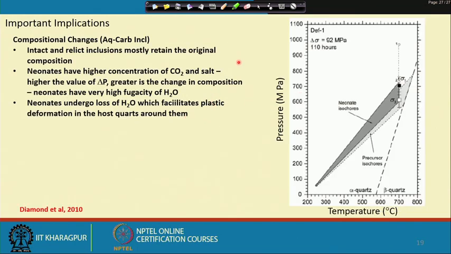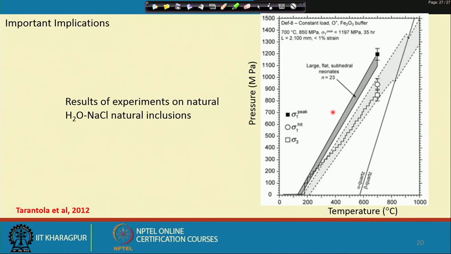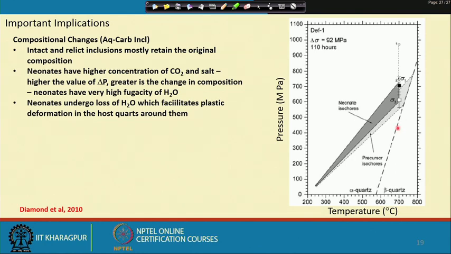Just a little bit of scenario which is different from what has been just described here. So, compositional, so you could see here that, as we discussed, these neonats, the newly created inclusions, will have volumetric properties which will be different or shifted from the inclusions which were originally studied.